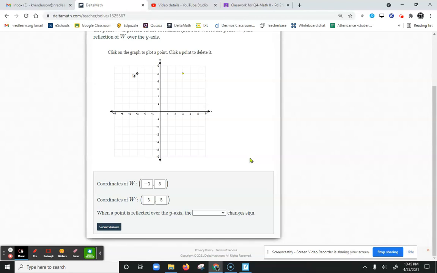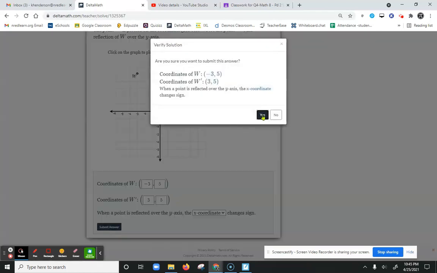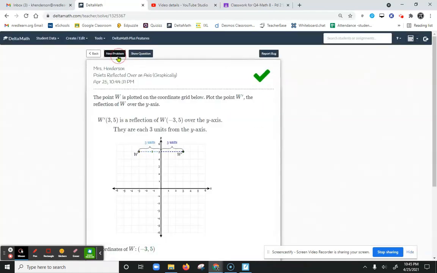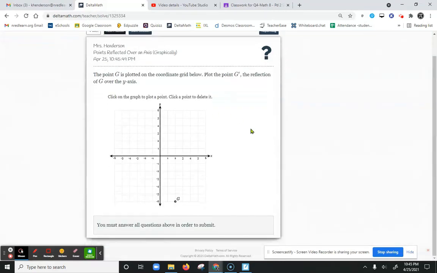Because a reflection is always an opposite. So it changes the x-coordinate. If you reflect over y, you change the sign of x. If you reflect over x, you change the sign of y. One more time. I think you're getting the hang of it. First, we're going to read the question and we are going to find G prime, which is a reflection over the y-axis. Be very careful.